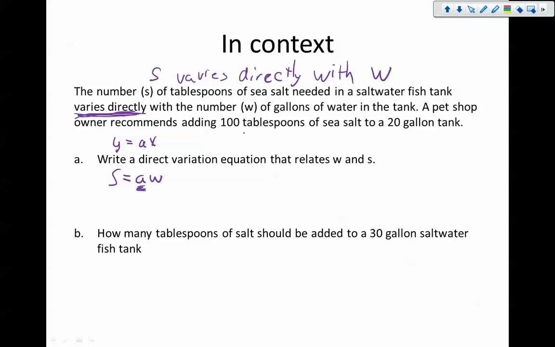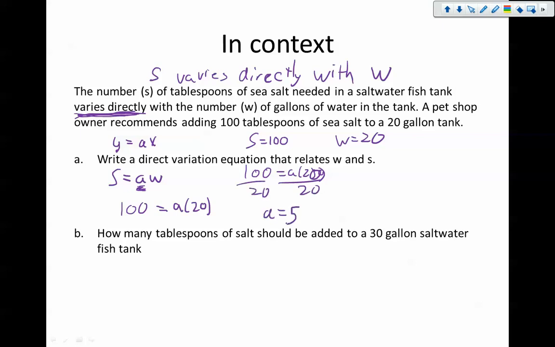Well, they tell me that there's 100 tablespoons of sea salt, so 100 is S, to a 20-gallon tank, so W is 20. If I take these two numbers and plug them in, 100 equals A times 20, I can find the A value that is appropriate for this equation. So I solve this, A times 20, divide both sides by 20, and I get A equals 5.